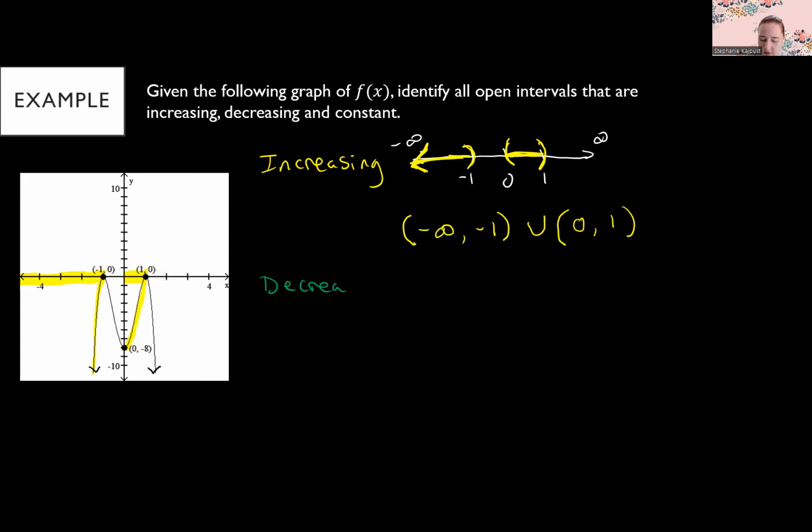Next is decreasing. So I'm going to erase. And decreasing is the part where it is going down. So we're going down on this section and then down on that section. So we're down between -1 and 0. And then at 1, we're going to go down, and we keep going down forever.